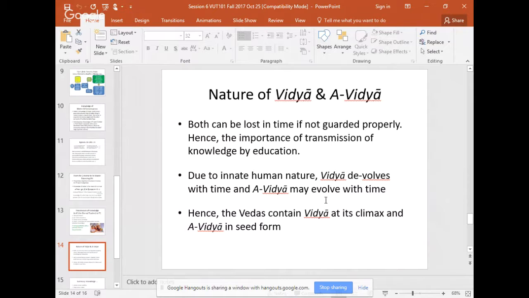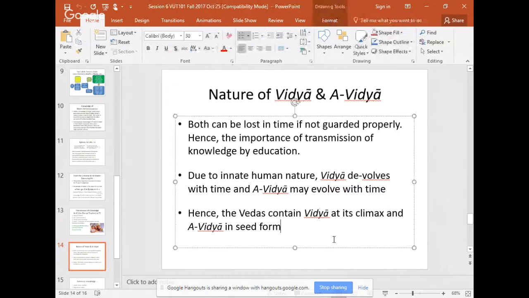This is not in its climax, but that is in its climax. So today's spiritual knowledge will be less than what is contained in the Vedas. But our attempt should be to go as far as we can go there.